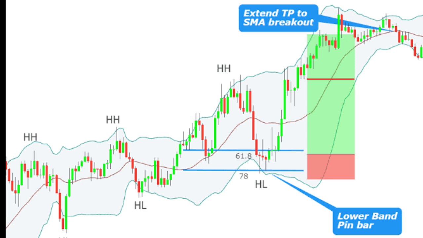Step 5. Take profit. There are 2 common ways to take profits. Scale out. Take partial profits when price touches the opposite band. For a long trade, take some profit at the upper band. Trailing stop. Use a moving average, like the 20-period MA, as your trailing stop. You stay in the trade until price closes back below it.